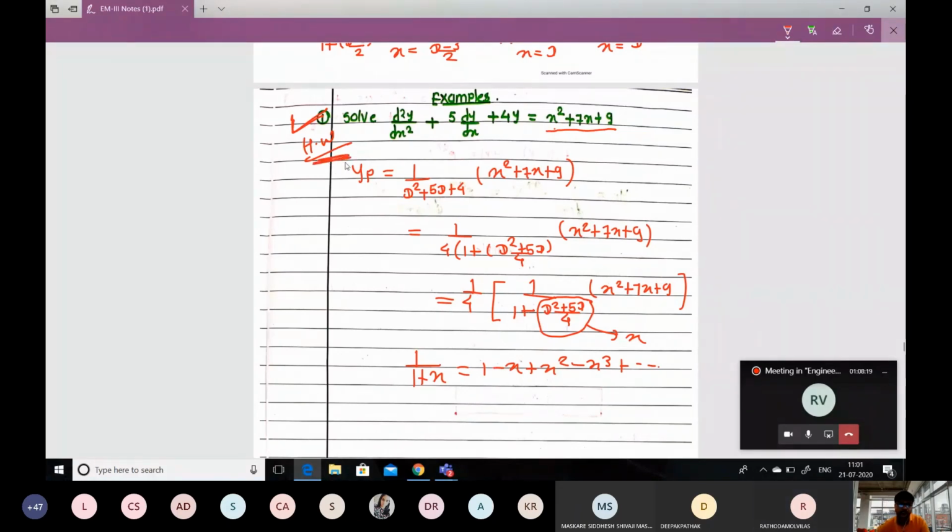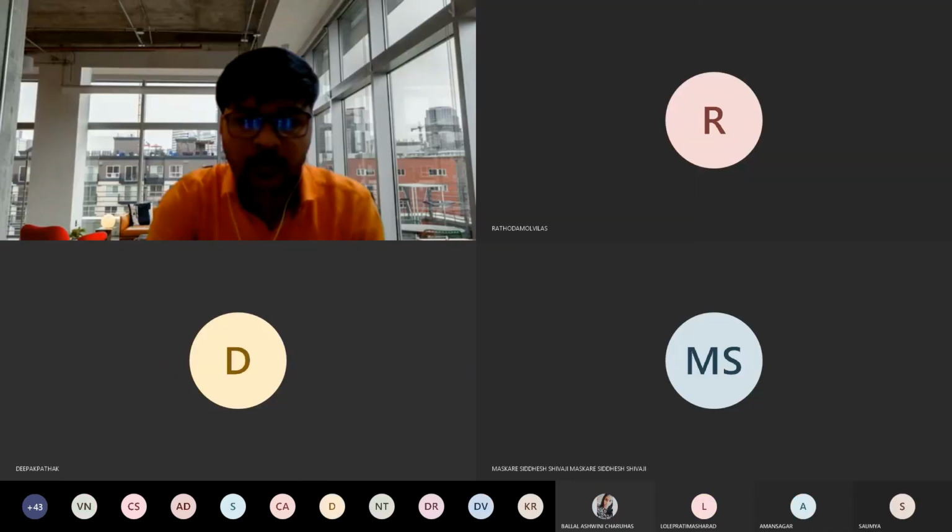And I want the solution of this example in the next lecture. I will ask randomly anyone. Okay, I'm just stopping the sharing.